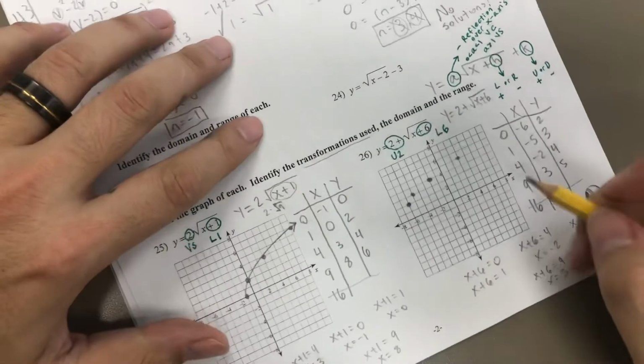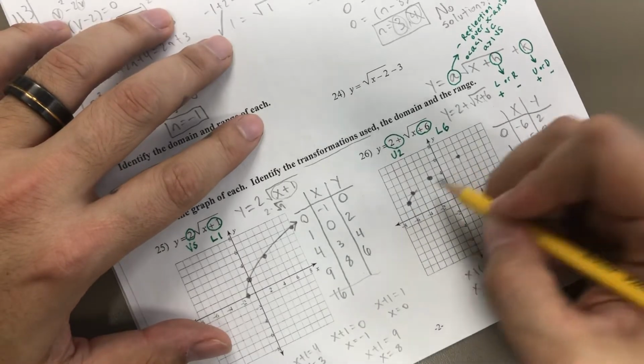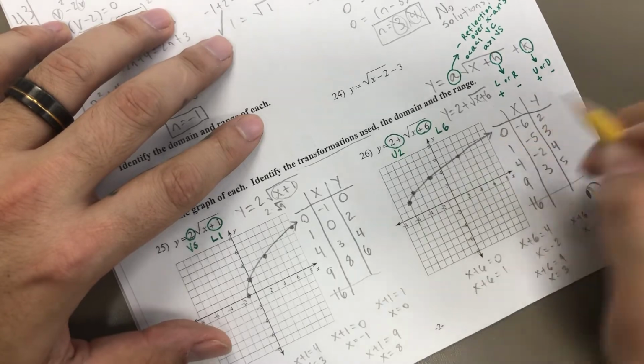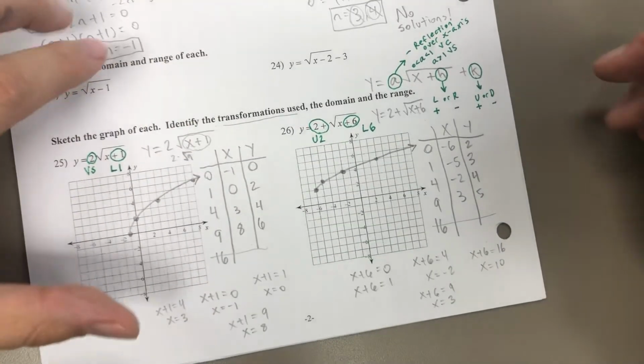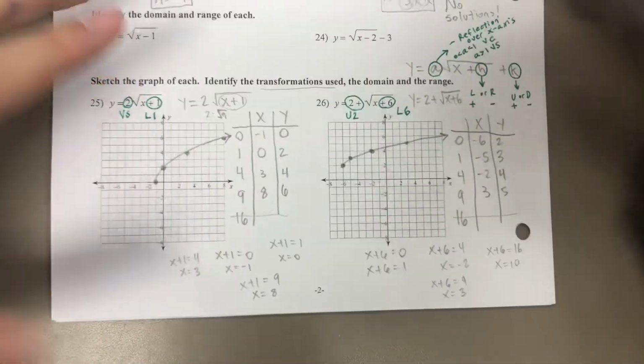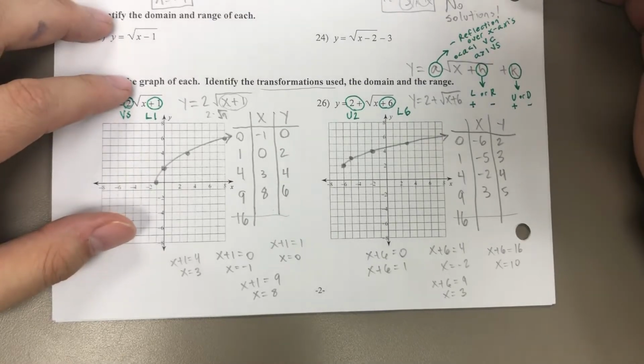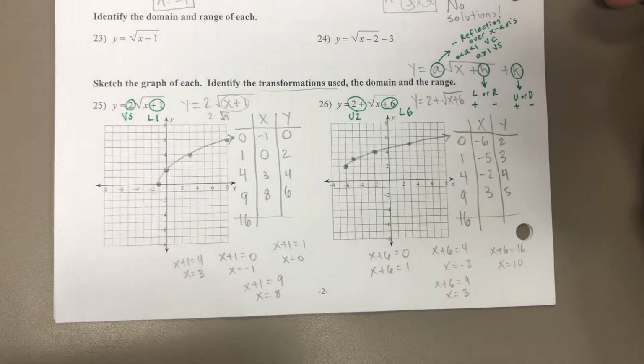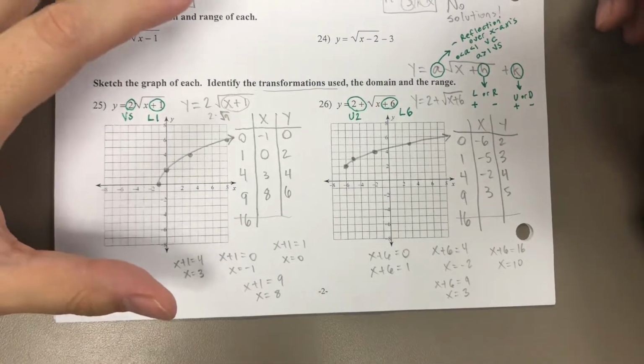All right, so here's how our function looks. It goes through there, goes through there, goes through there, and then it just keeps going. So there's our square root function. Pretty interesting, right? So these aren't super crazy difficult to graph. Just make sure that you practice with them enough, and you'll be okay.